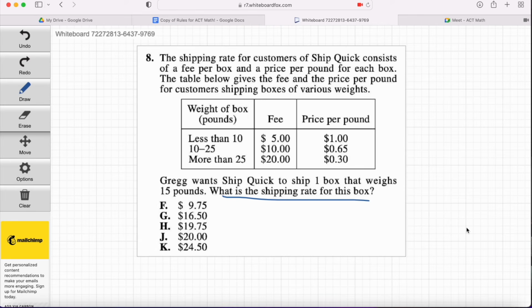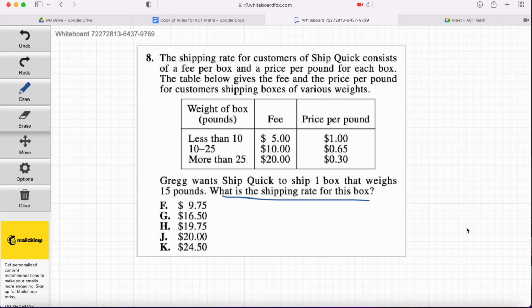Well, the total cost, I think, is what they mean by shipping rate. Oh, okay. Yeah, gotcha. So we're solving for the total cost, correct? The total cost, yeah. I wish they made it a little bit more clear, but that's what they mean by shipping rate. How much is it going to cost? Okay, yeah, which is the total cost.